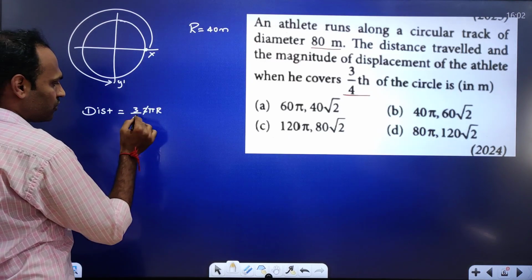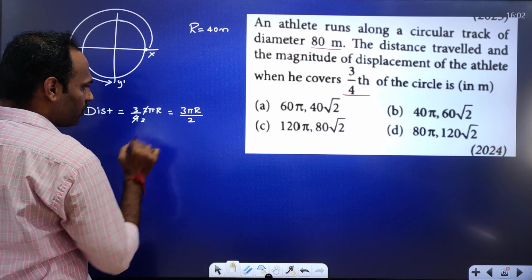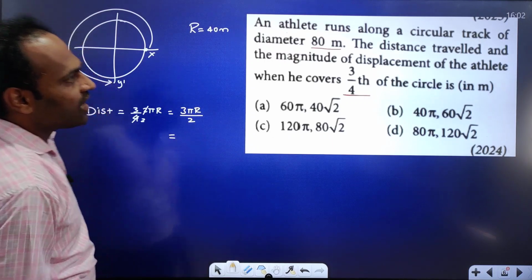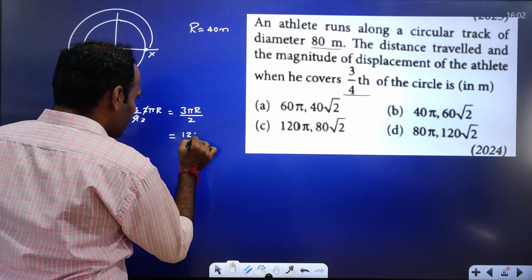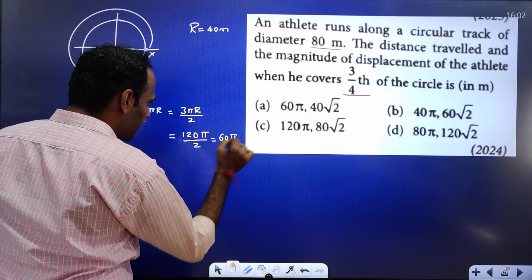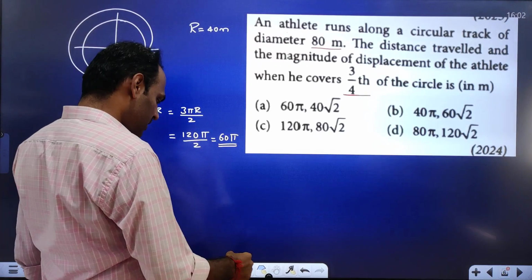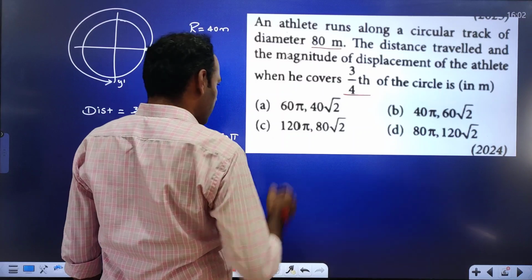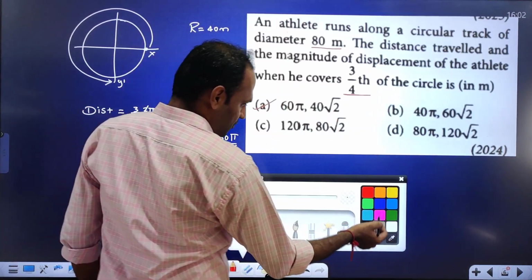So I can write it as, 2 ones are 2, 2 twos cancel, so we get 3 pi into r divided by 2. So what is r? R is 40 meters. So 40 into 3 will be 120. 120 pi divided by 2 will be equal to 60 pi. This much will be the distance. So here we have 60 pi as one option, so you can directly click that option now. Calculating displacement is not necessary, but let us calculate the displacement also.